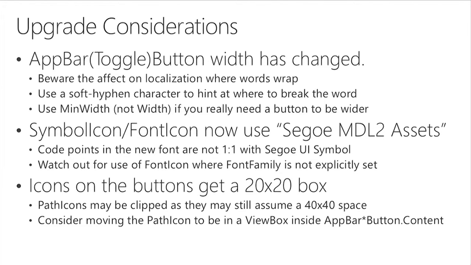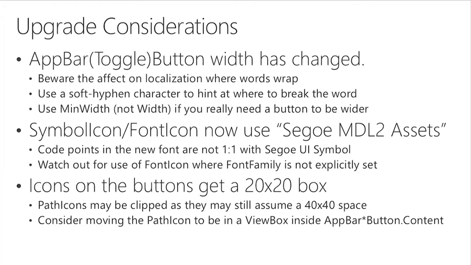Other things to be aware of, the app bar toggle button and the app bar button have a different size than they did before. They were different between phone and Windows. They're now a converged size. It's closer to the phone size. So if you have an app that's localized, then just be aware that that may affect where those words are going to wrap. You can use a soft hyphen character in the string that will act as a hint to indicate where that word should break. And if you really need the button to be larger, we recommend you set the min width and not the width. The reason being that if you want to start moving those commands from the primary commands to the secondary commands, using min width is going to give you the right behavior. Using width is not going to give you the experience that your users really want to see.